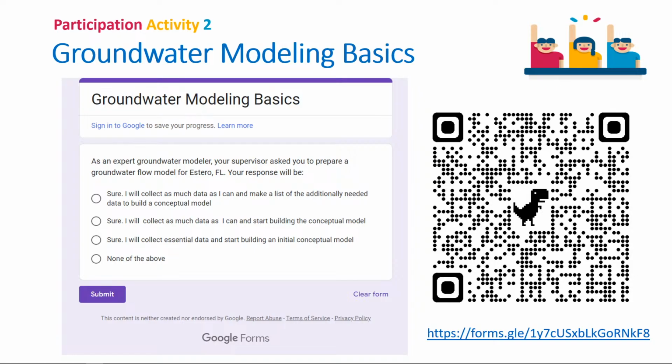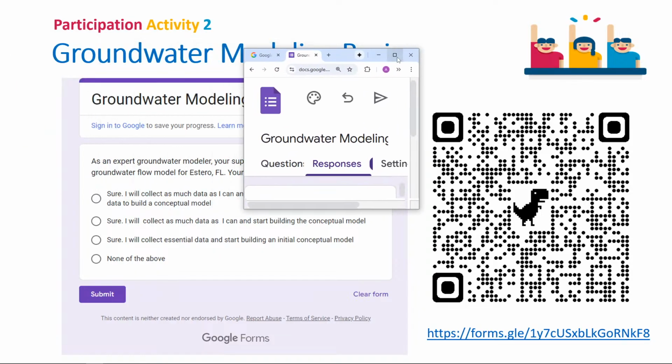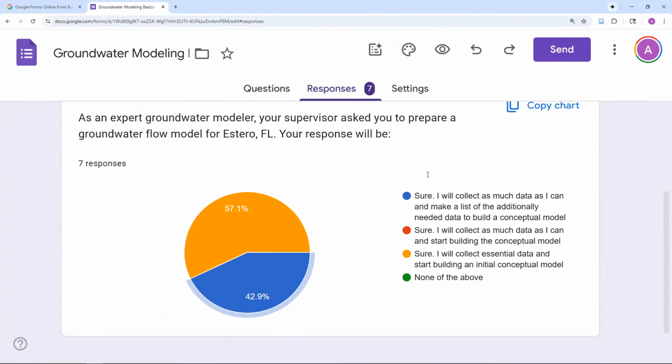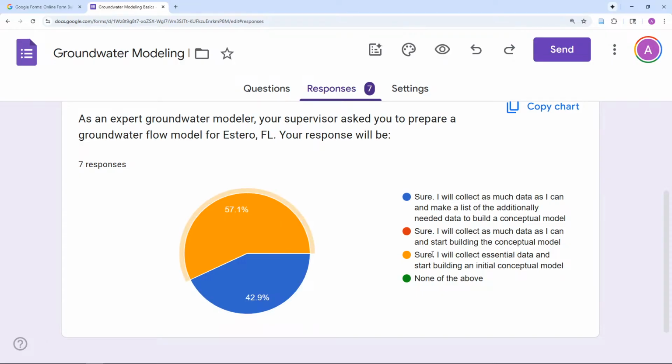Okay, welcome back. So let's look at what the previous students did. Here we have two extremes. Some students said, yes, I will collect as much data as I can and ask for additional data to build a conceptual model. That's one group. And the other extreme, I will collect essential data and start building the conceptual model. The actual answer is none of the above.